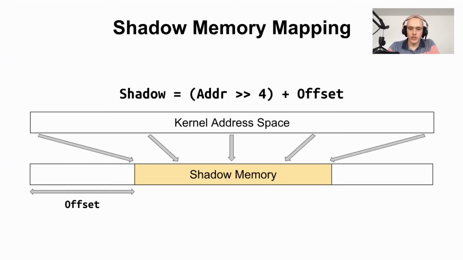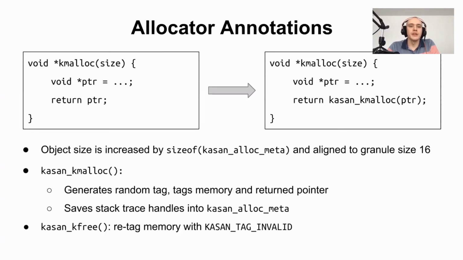So this is how the shadow memory looks like. It's just basically part of address space, and the whole kernel address space linearly maps onto shadow memory. Since each 16 bytes of kernel memory have 1 byte of shadow, we just divide address by 16 or shift it by 4 and add the offset to calculate the address of the shadow memory byte based on the address of the kernel memory. This is the way allocator annotations look like.